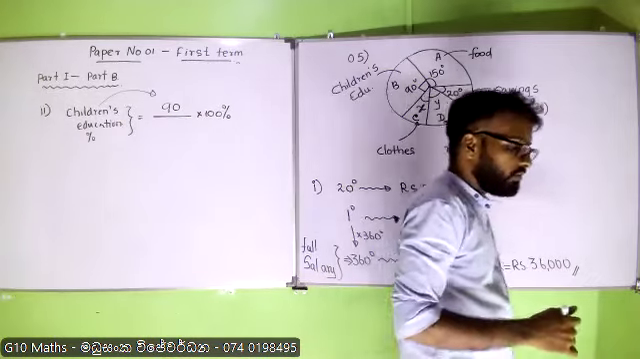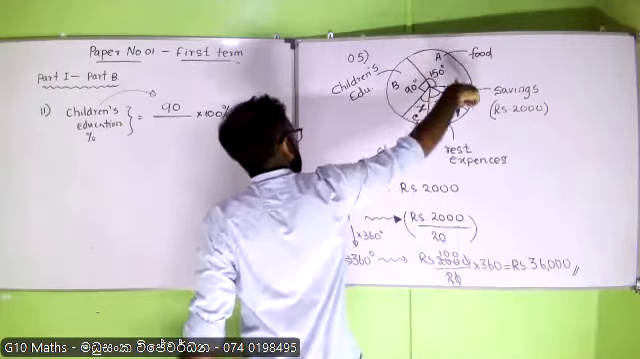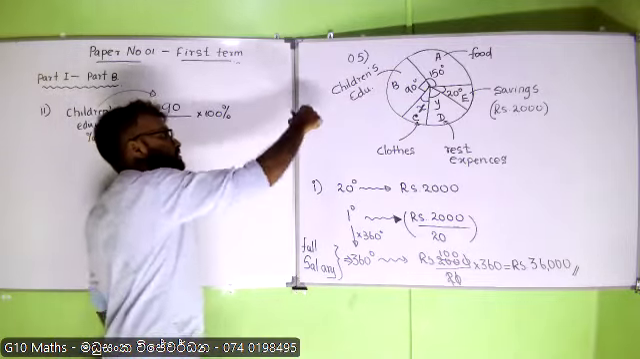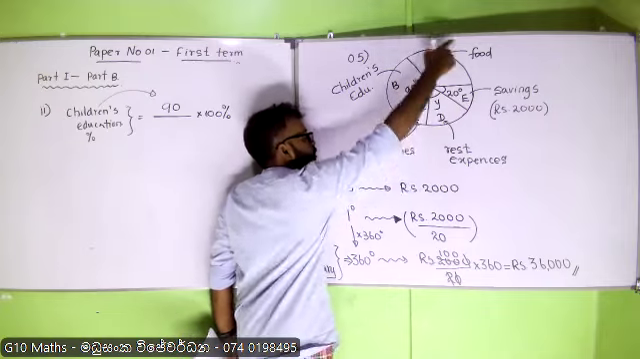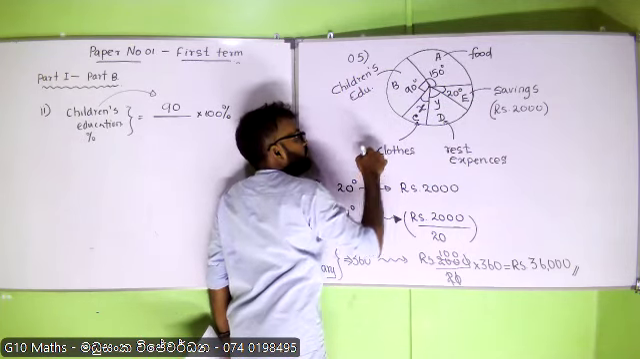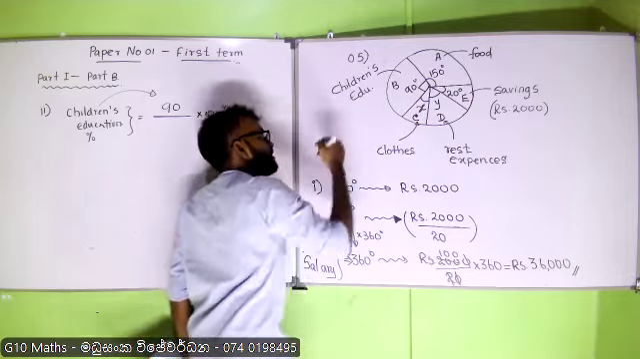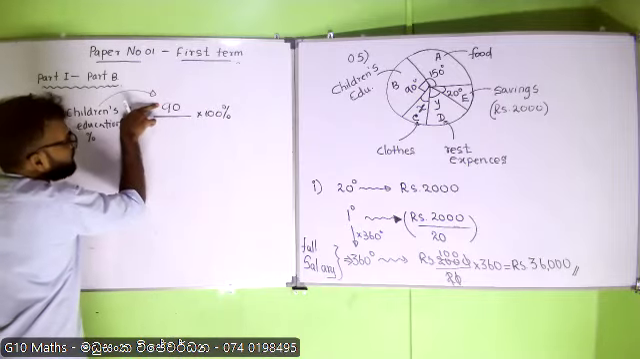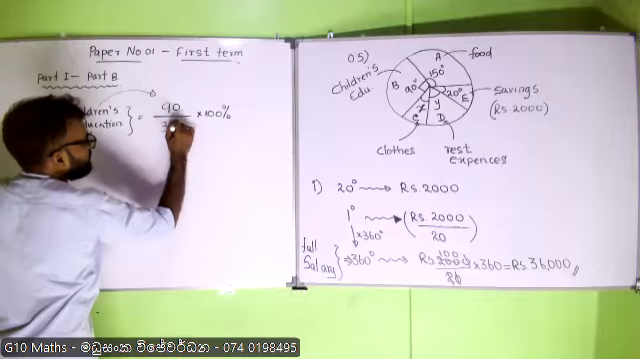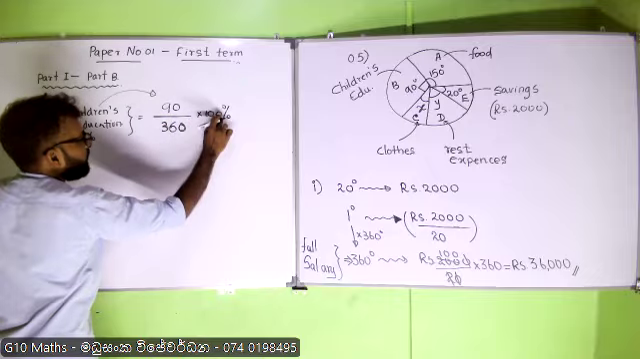Out of how many degrees? The total number of degrees for the full earnings. From total earnings, 90 degrees represent children's education. So total earnings is 360, and out of 360, 90 represent children's education. So I want to get a percentage, multiplied by 100%.